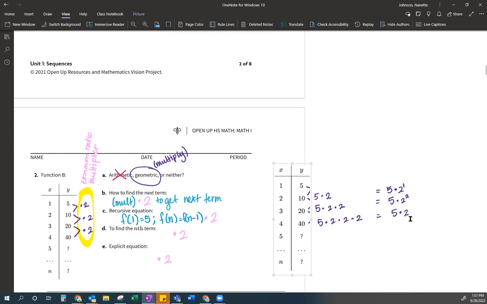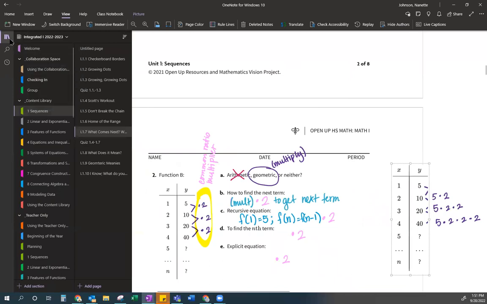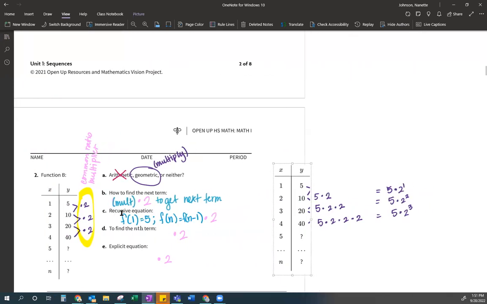Yeah, very good. So someone said in the chat, Ms. Johnson, it's going to be this 5 times 2 to the n minus 1. Now, if you're not convinced that it's n minus 1, I want you to focus in on this little part here. This 3, when you look over here, I only have 2 factors of 2.